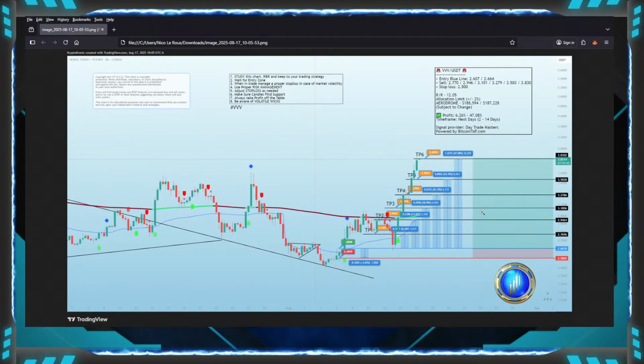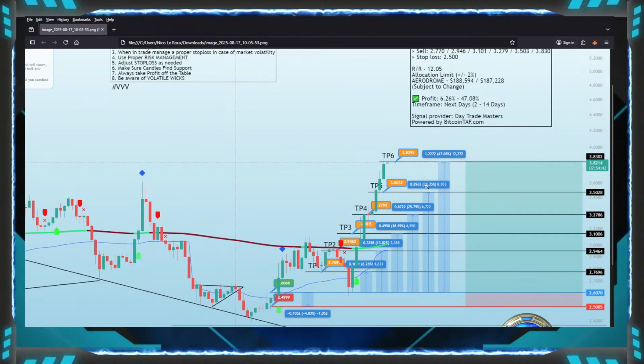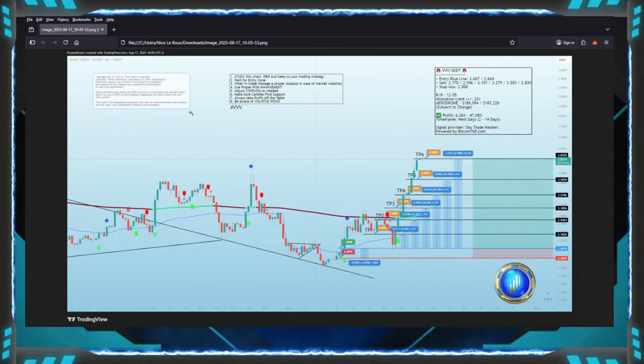So this is an example of what you'll get. This is now a very, very fresh trade that played out up to target 0.6. And very proud of this, made some great profit here. So you can also do the same, looking and taking what we have, using it in your own strategy and your own decisions as well. So that is Day Trade Masters.